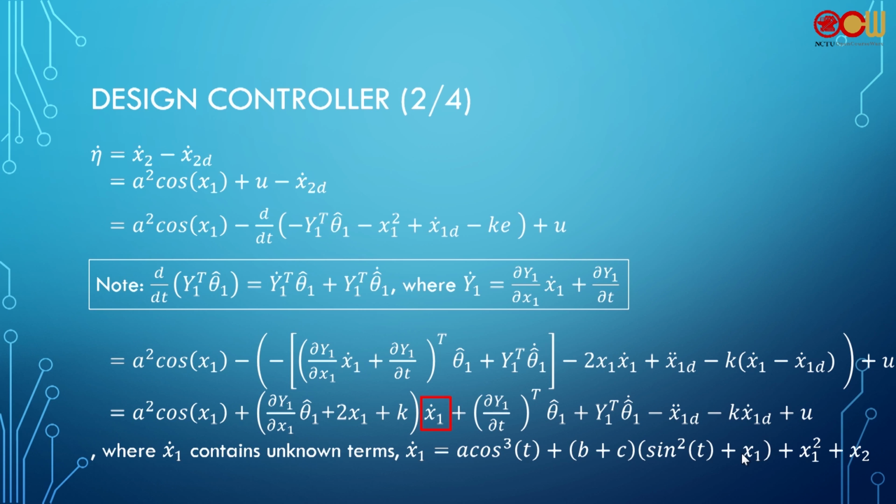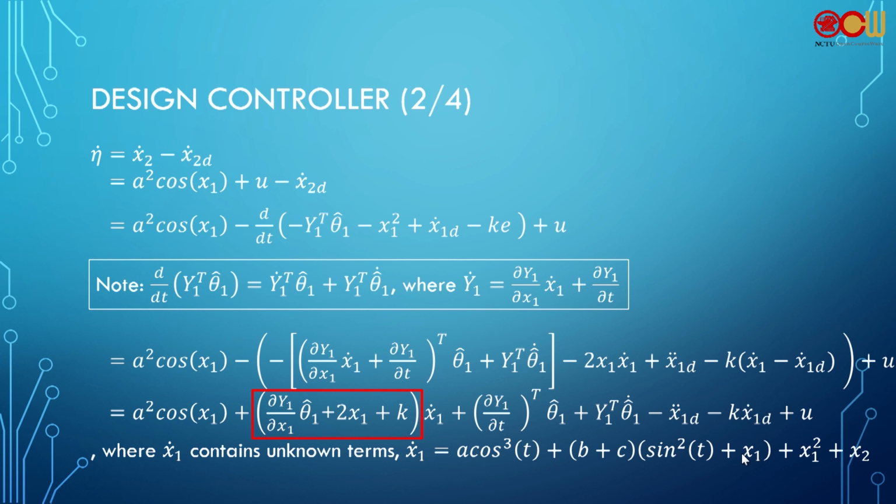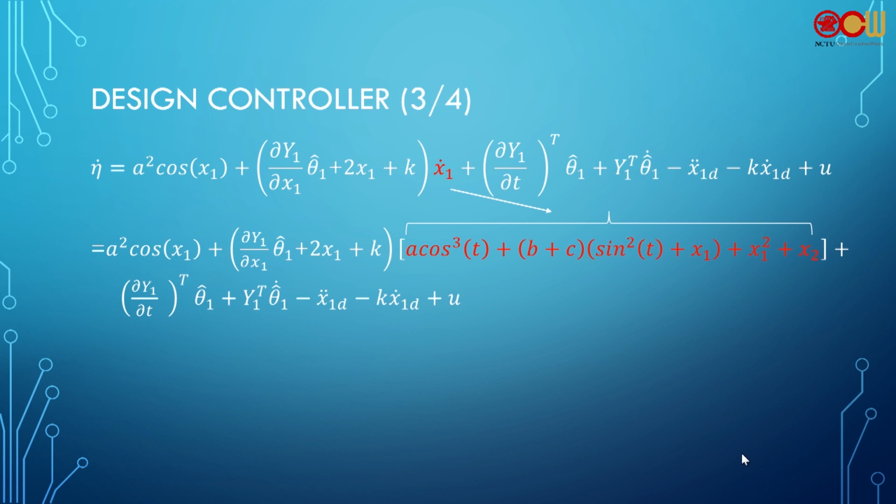Because x1 dot is from the open loop dynamics, which contains unknown variables. x1 dot contains unknown constants a, b plus c, and some known constants. So it's a combination of unknown parameters and known functions. Here, I regroup the terms with x1 dot, and the rest of the terms should be some known functions. Everything here is known. An unknown term might be included in here, which is this. So I substitute x1 dot here and go to the next slide.